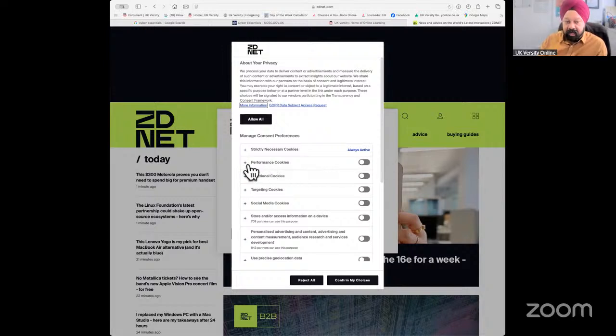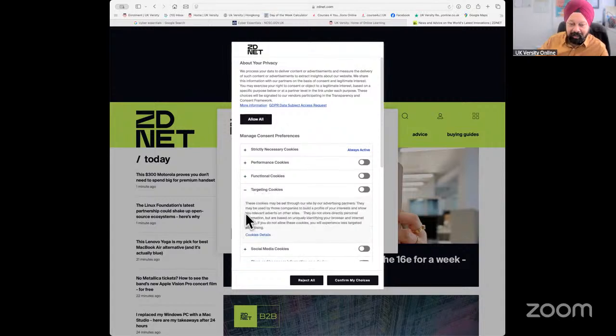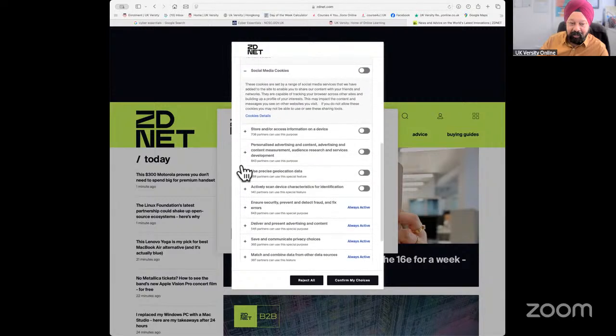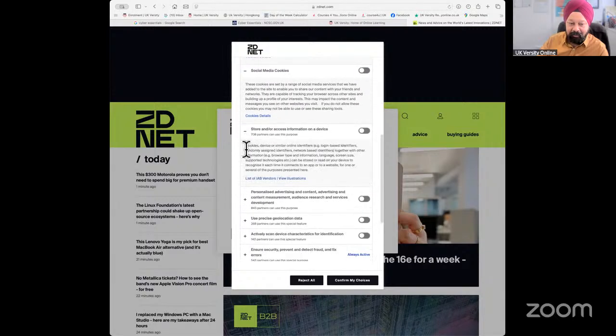But apart from that, there are performance related things which are collected for your website. There are targeting cookies which are going to be related to marketing. Then social media in general, you would look at how the information is going to be stored and accessed. This website will actually store and access your information and also make it available to 708 different marketing partners.